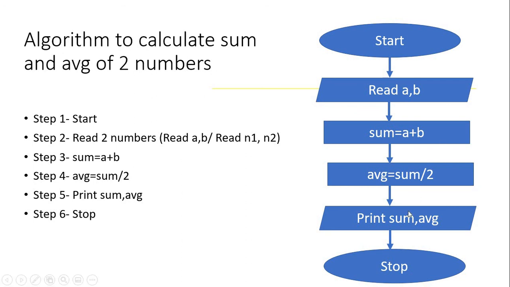printing of output is done with the help of the parallelogram, and the procedure is terminated by using the terminator, that is the oval symbol. So this is how the flowchart can be designed. In the next class, we will cover some more examples on flowcharts.